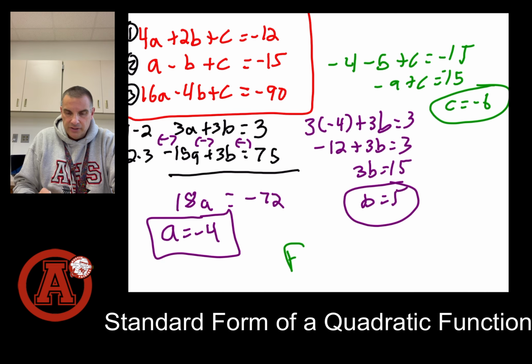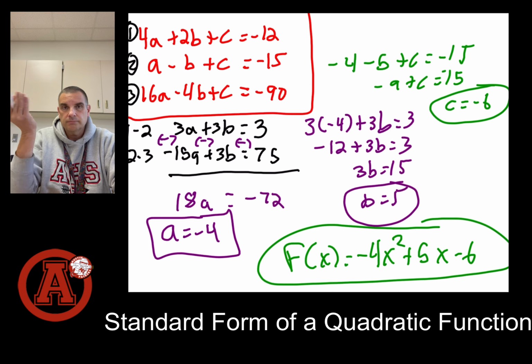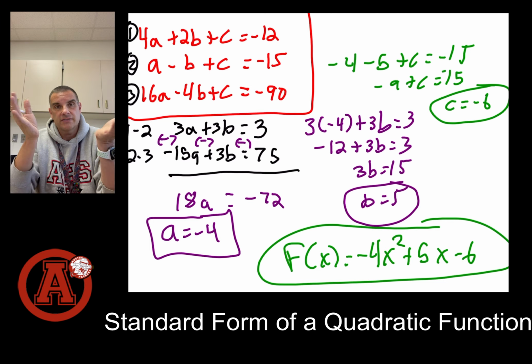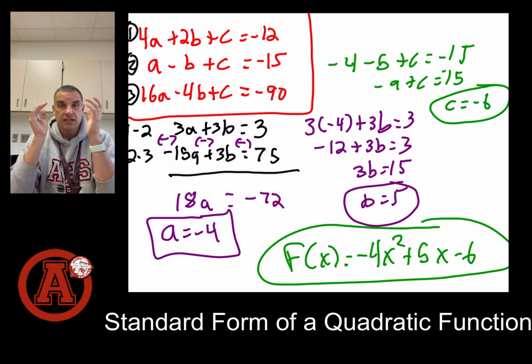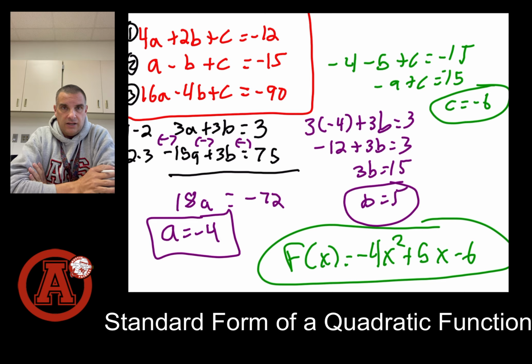So now I can write my function. f of x is equal to a times x squared, so negative 4x squared, plus bx, so plus 5x, minus 6. There's the equation. Ta-da! So these do take some time. Now if we were asked to find the vertex, the axis of symmetry, and graph and see what this thing looked like, we could. But that's taking it and going through 3 different points for this.